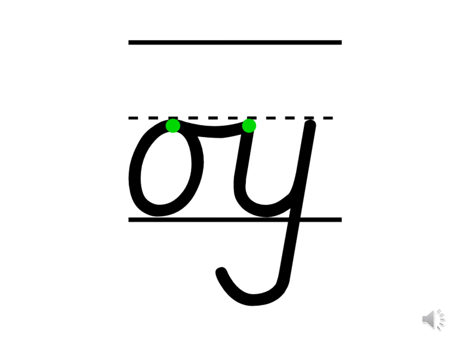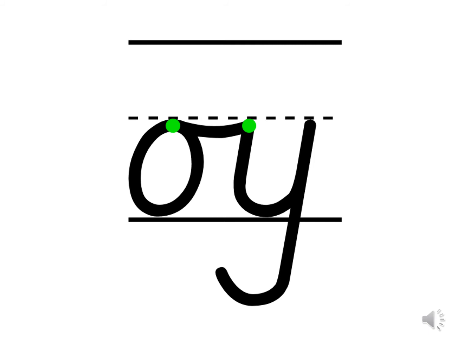This OI digraph is spelt with an O and a Y. Do you know which letter families they belong to? O is a curly caterpillar letter and Y is a long ladder letter. Let's practice forming them in the air.